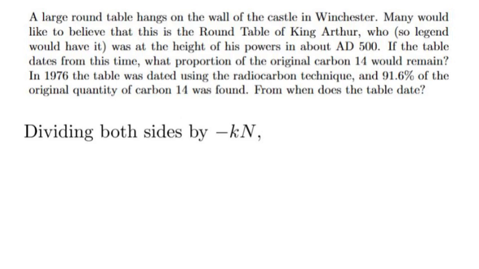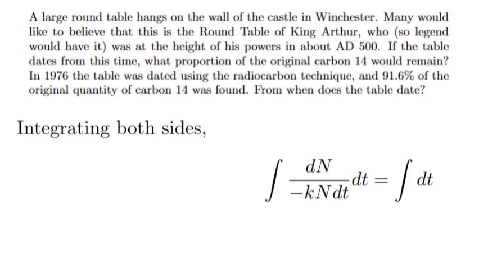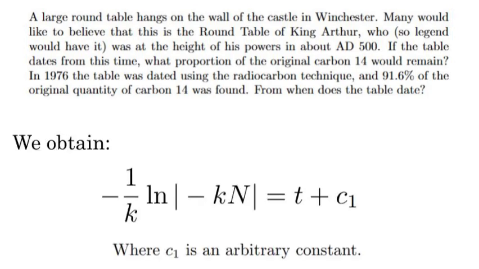To start, we are going to divide both sides of our differential equation by negative kN, separating our differential equation. Next, we're going to integrate both sides of our differential equation with respect to dt. After integrating, we obtain the equation negative 1 over k multiplied by the natural logarithm of the absolute value of negative kN is equal to t plus c1, where c1 is some arbitrary constant.